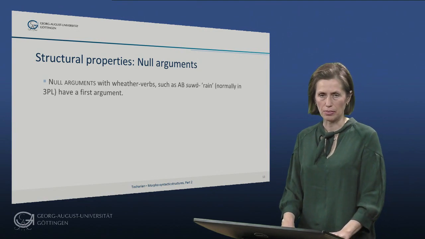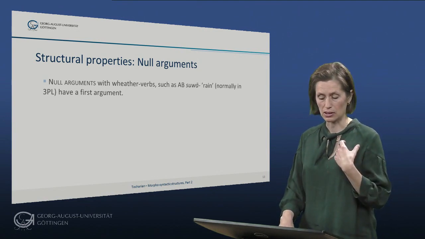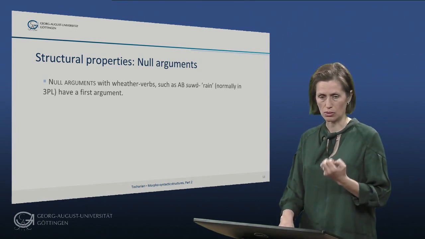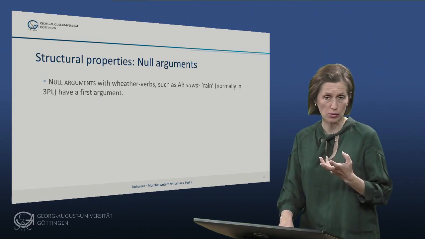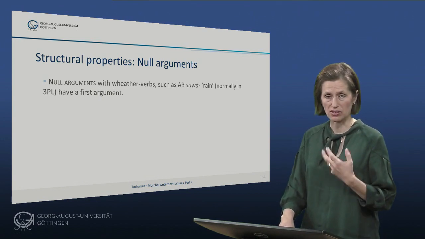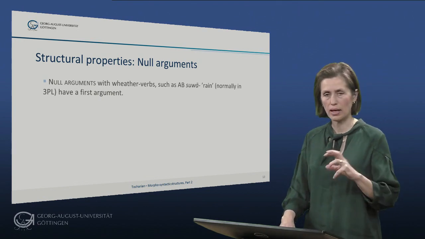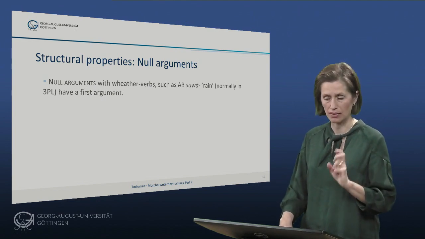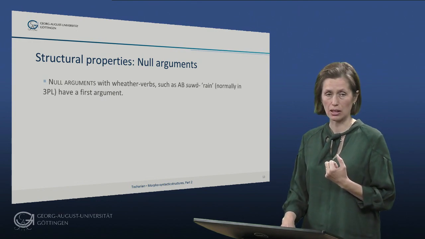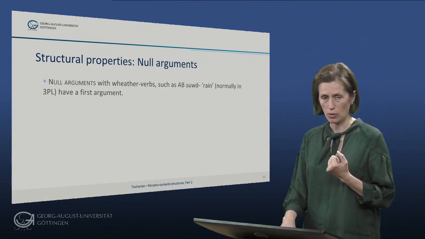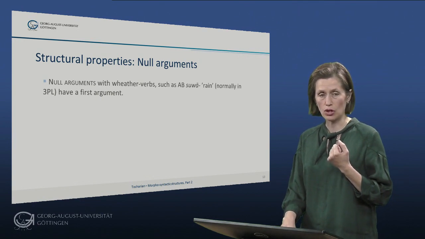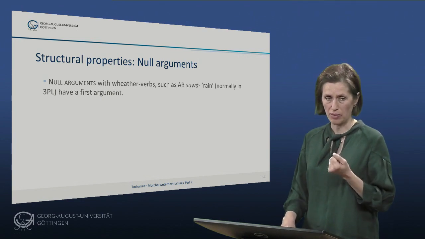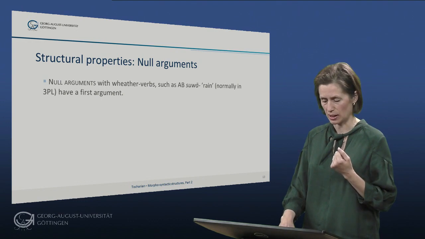Another interesting thing in Tocharian is how the null arguments are expressed. So zero arguments, or so-called zero transitive verbs, are normally so-called weather verbs, like it's raining, it's snowing, it's thundering. And some languages require a first argument, like an agent or a subject, in these constructions. So no one looked at this in Tocharian. So I made a little overview, and I found no examples of an empty slot with a null argument. However, the issue needs to be further investigated with more examples.